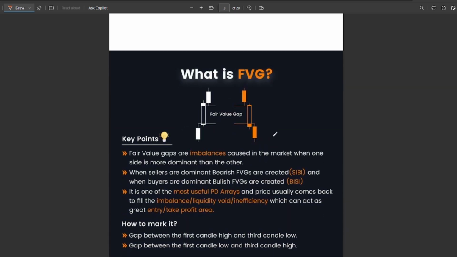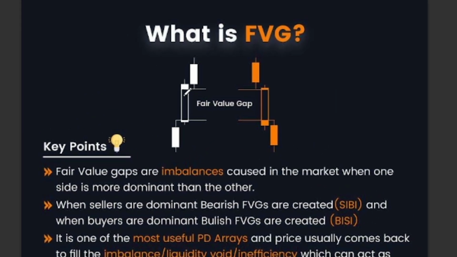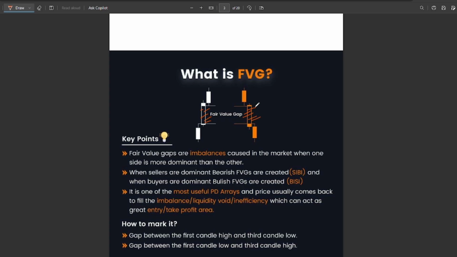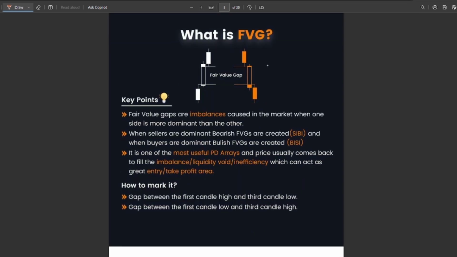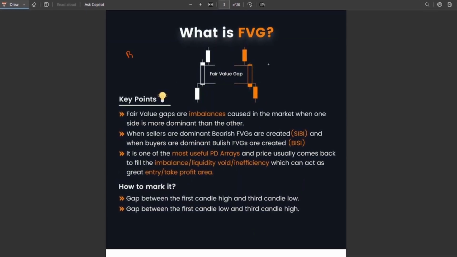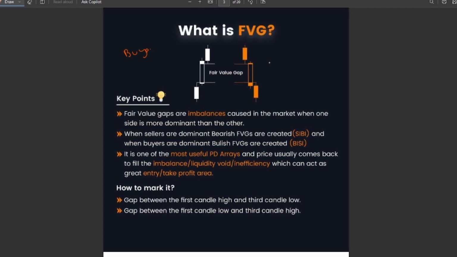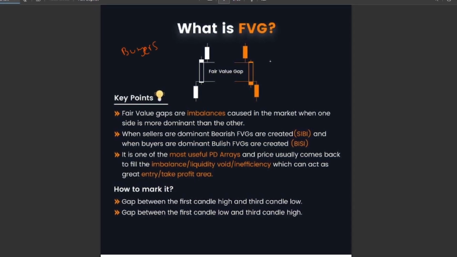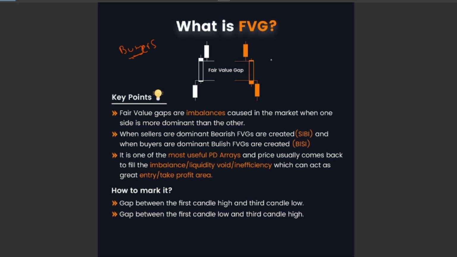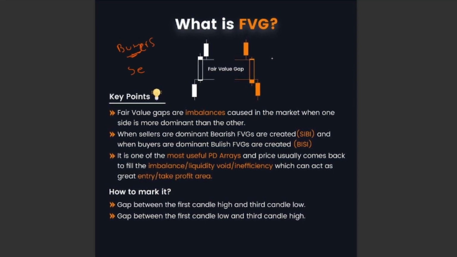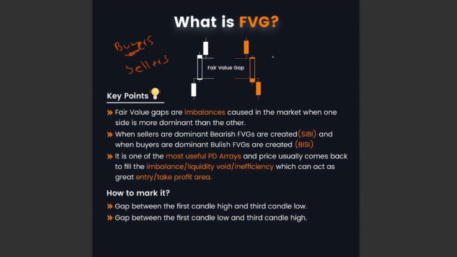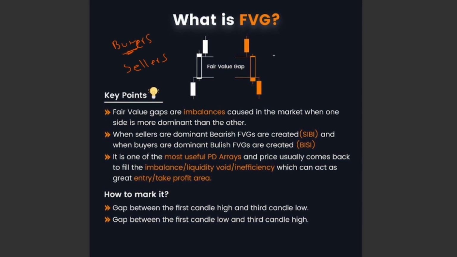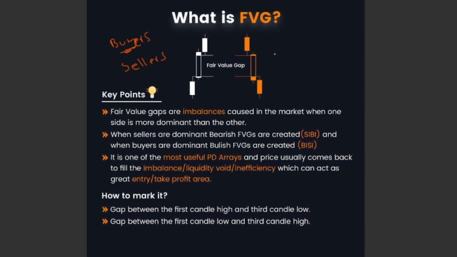Fair value gaps or FVGs are basically imbalances, as you can see here. This imbalance, an inefficiency in the market, is created when one side of the market is more dominant than the other. At any given point there are two sides in the market. One is the buyers. Here you can include all the limit longers, market longers, everything. And then you have the sellers. Sellers include all the market sellers, limit sellers, everything related to selling or short selling.